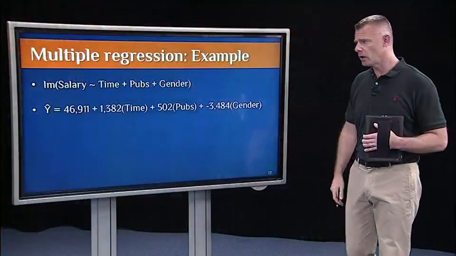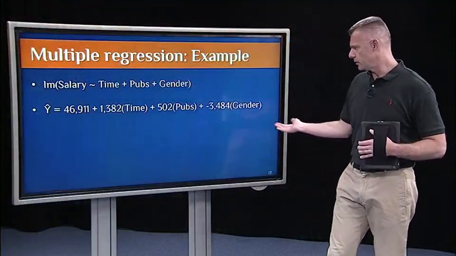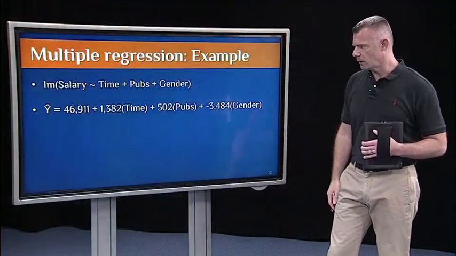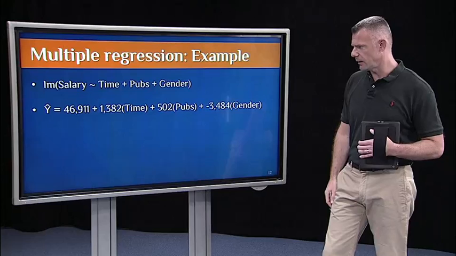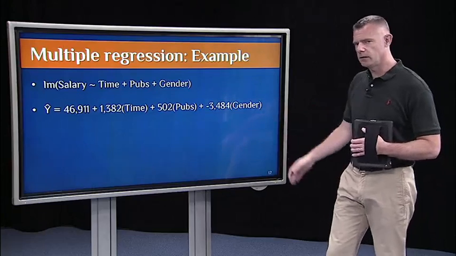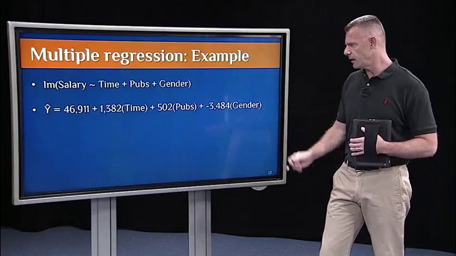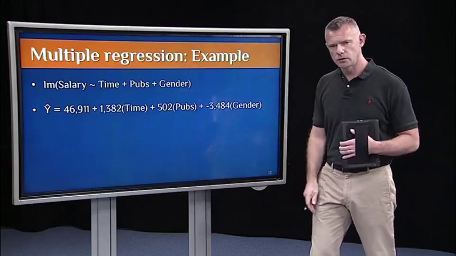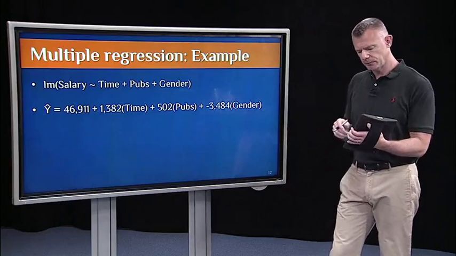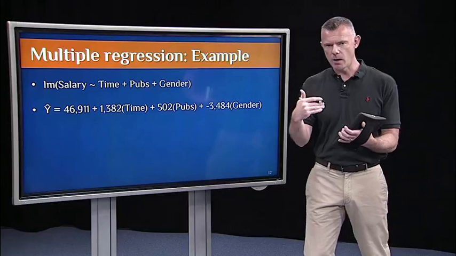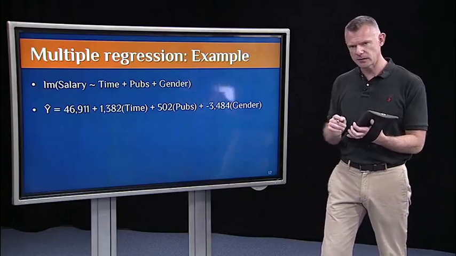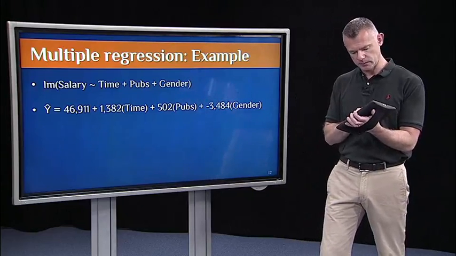I ran that in R, and here's my output. So I get 46,911 plus, and those are the slopes relating each individual predictor to the outcome measure salary. But let's really think about what these numbers mean, and I'm going to ask some questions to get you to think about this.